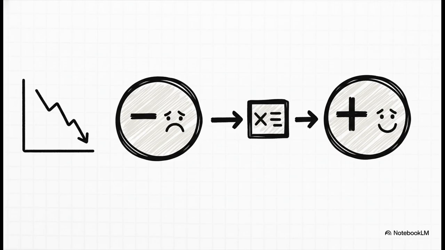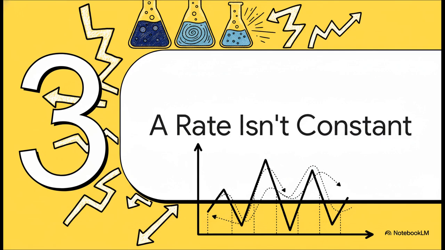But by convention, scientists always talk about rates as positive values, just like we talk about speed. So that little minus sign out front is just there to flip the result and guarantee that our final rate is always a positive number. It's a neat little trick to keep things consistent. Okay, now here's where things get really interesting.